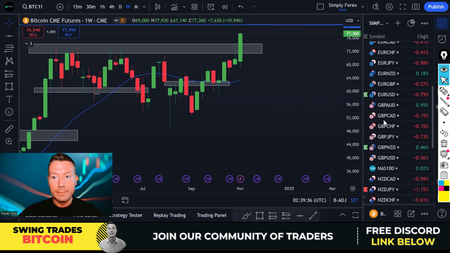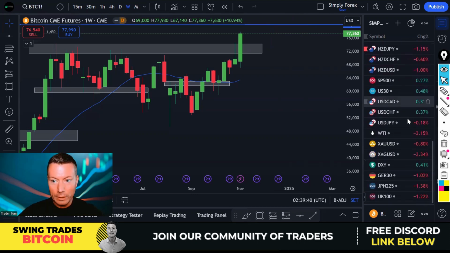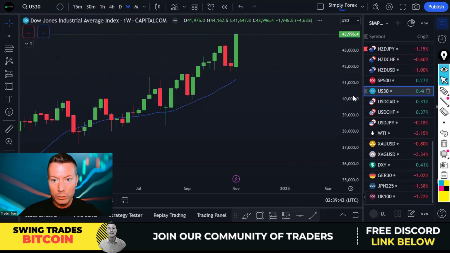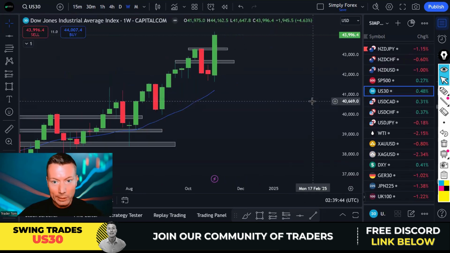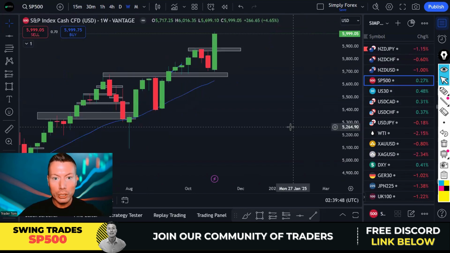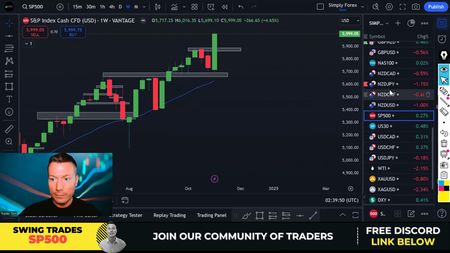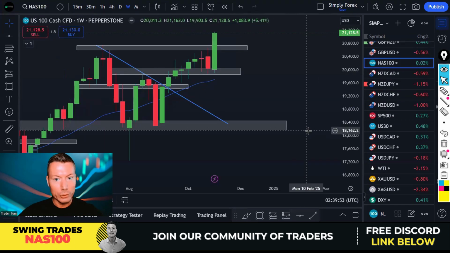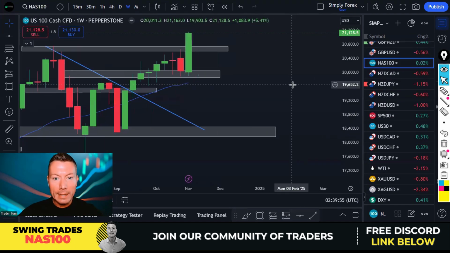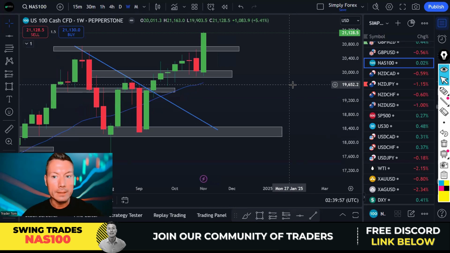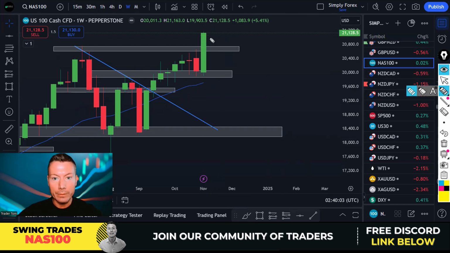Also, a big winner from Trump being elected are the indices. You look at any of them. There's the Dow Jones, weekly chart, super bullish. Look at the S&P, weekly chart, super bullish. If you look at the NASDAQ, super bullish. But again, I always talk about this, guys. We want to trade from an area of value, and this is offering no value at the moment.